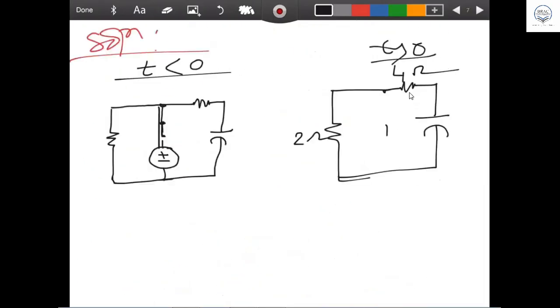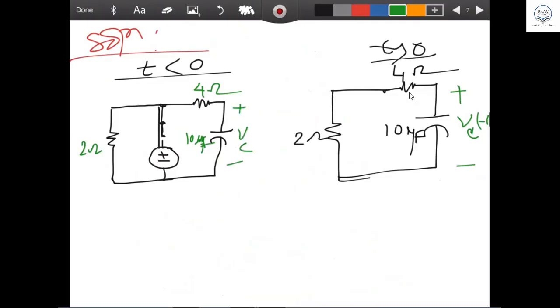The capacitor voltage is VC, which is a very important thing for you to find here. This is your 2 ohm, this is your 4 ohm, and this is a 10 microfarad capacitor, with VC across it. Now it is a 9-volt battery. T more than 0 is your target, and you have to find VC.